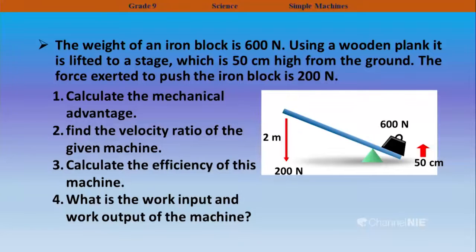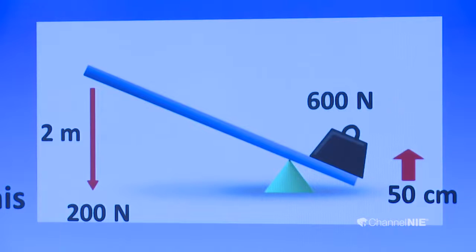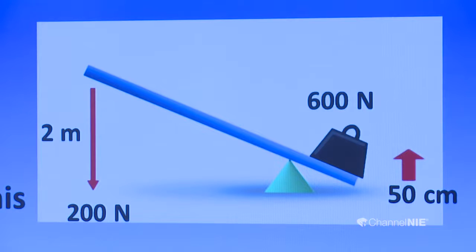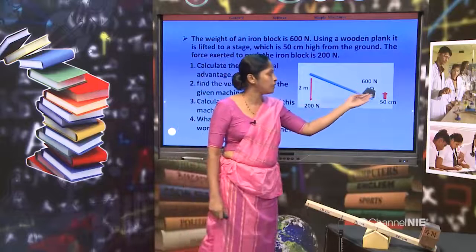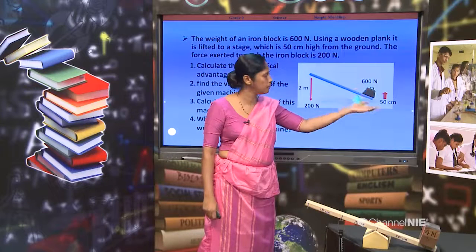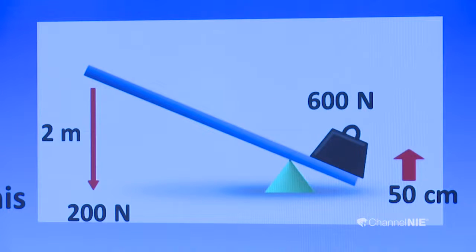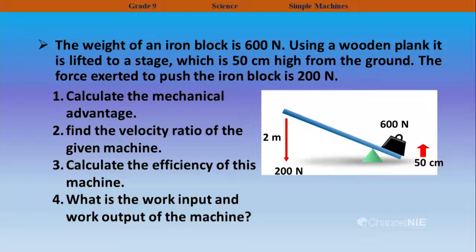You are given a simple machine, and you know what kind of simple machine this is now. Yes, it is a first order lever, and a 600 Newton load should be raised by exerting a 200 Newton force. The weight is 600 Newton and it is raised to 50 centimeters. Our first question: calculate the mechanical advantage.